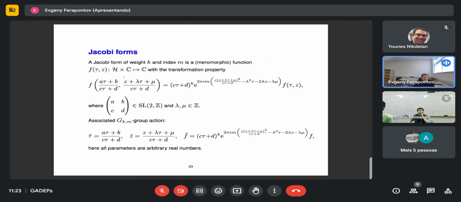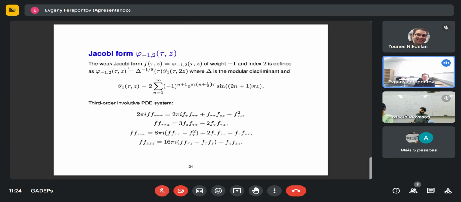A Jacobi form is a function of 2 variables, a modular variable and an abelian variable, which satisfies this transformation property. You know this better than me. It turns out that every Jacobi form f satisfies a system of partial differential equations. This time we have partial differential equations because we have 2 variables, tau and z. It's not an ODE anymore. I will just show you examples without any general theory.